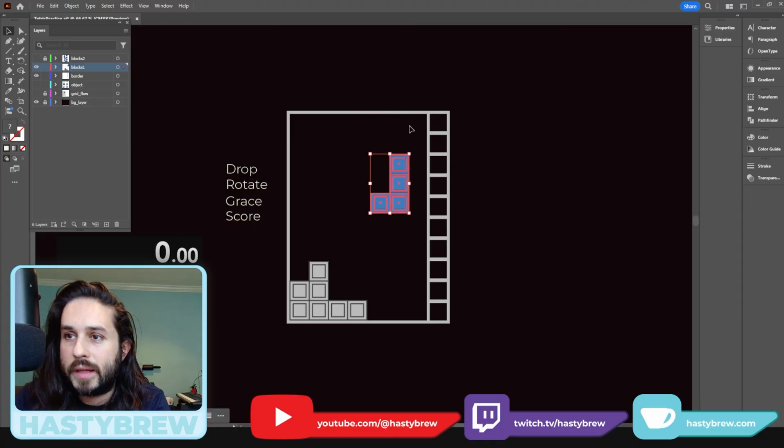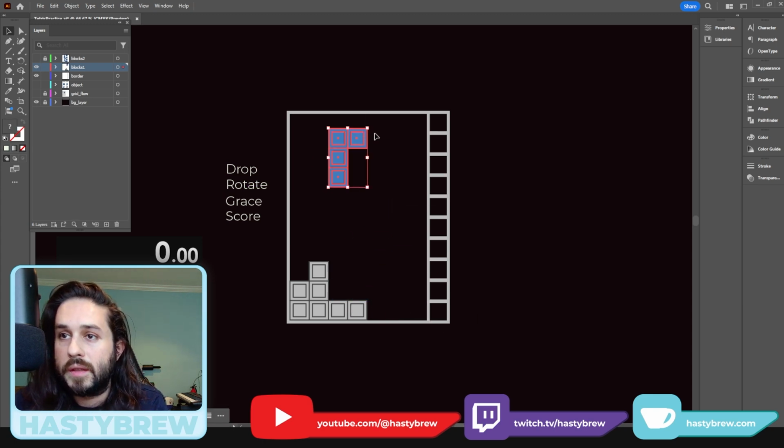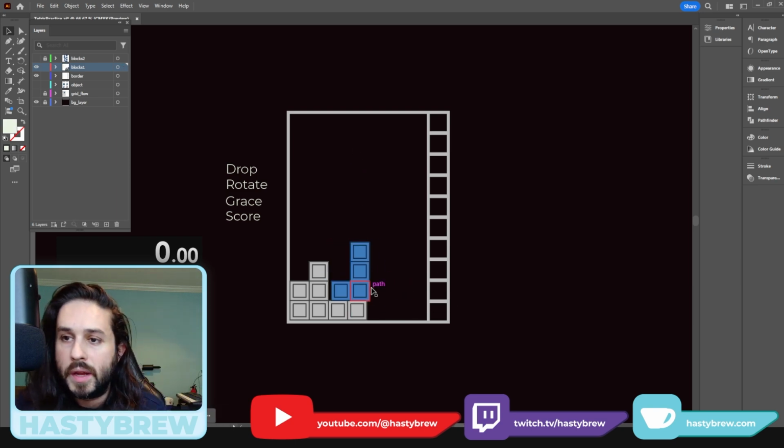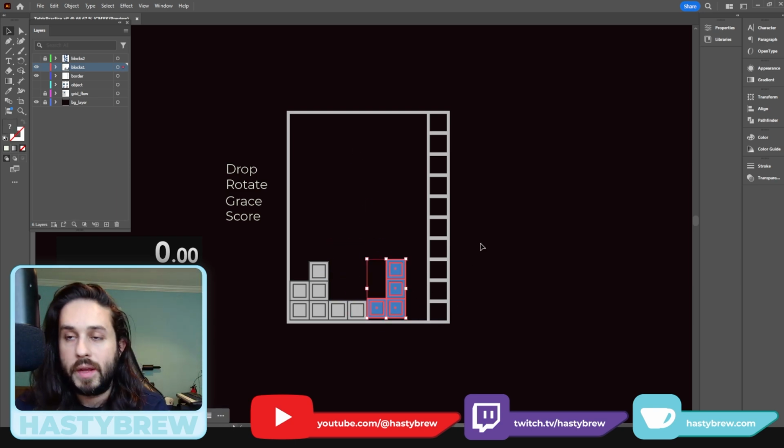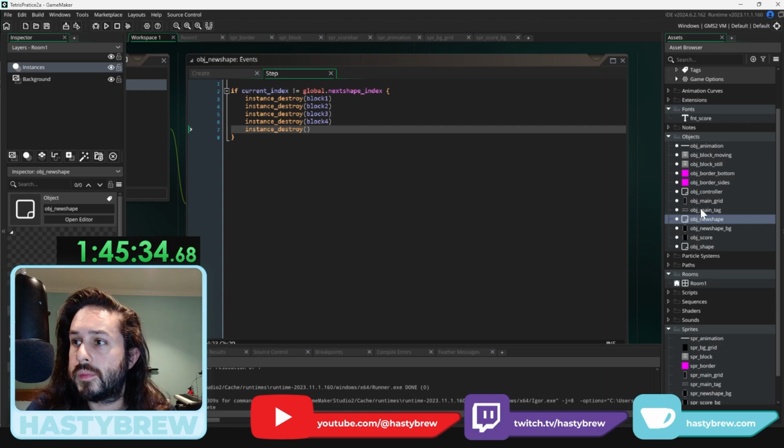Blocks fall on a timer, they lock into place when they hit the bottom or another block. You can move them down faster, you can rotate them if the rotation doesn't push them into a wall or another block, and you get this short grace period, a single timer cycle, before the block locks into place. That grace period lets you reposition or rotate one last time. Oh, and that last part, that grace period, I thought GameMaker would actually be perfect for handling this.